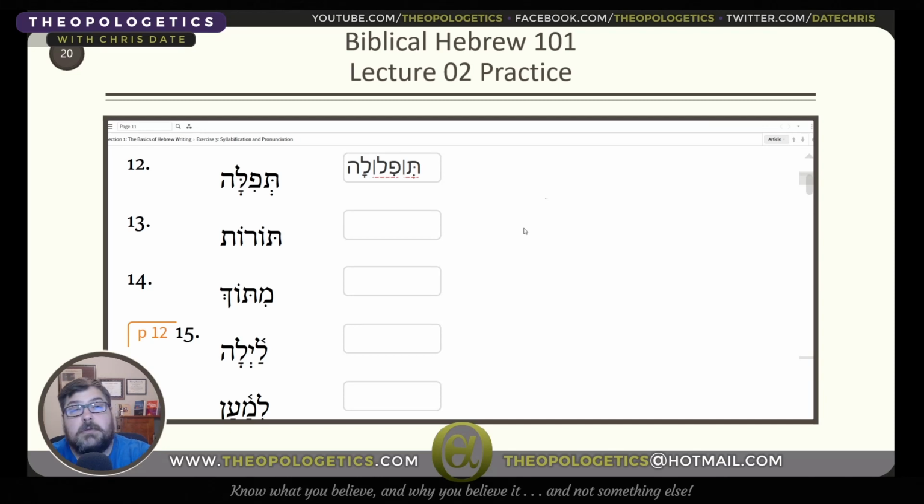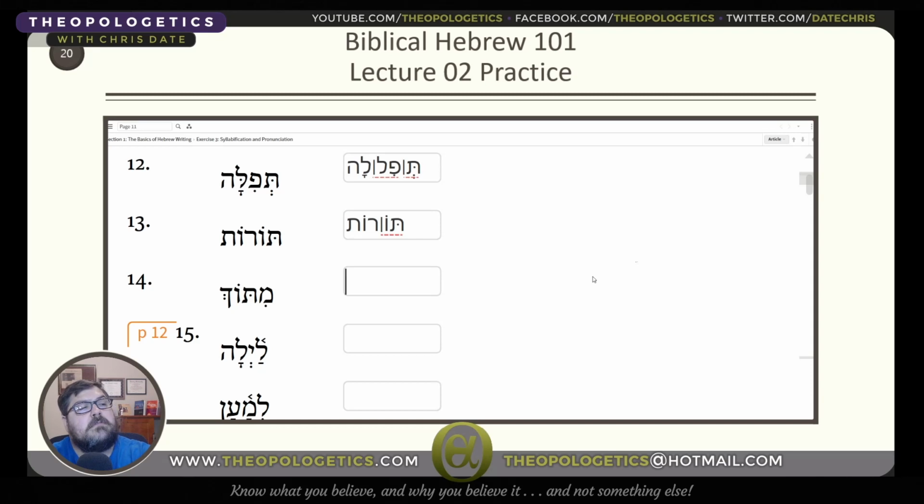Torot. This is the plural of Torah, so laws. The tav followed by a holam vav is the first syllable, to. The reish followed by a holam vav is the second syllable, ro, except that it's followed by a consonant that isn't marked at all. So it's as if it has a silent shava under it, meaning it closes the syllable. To, rot, two syllables.